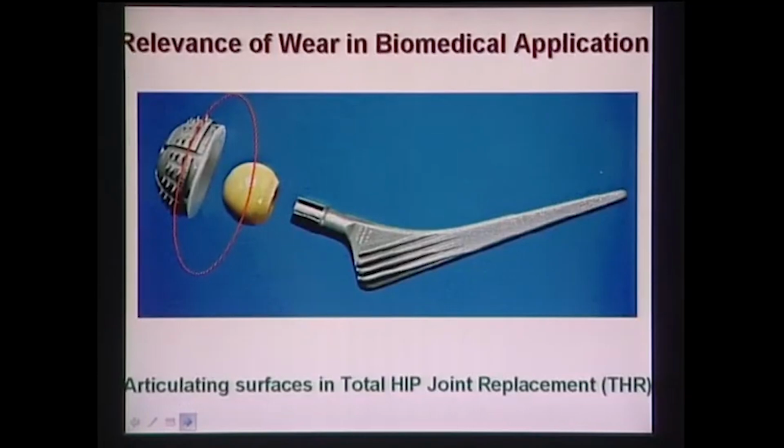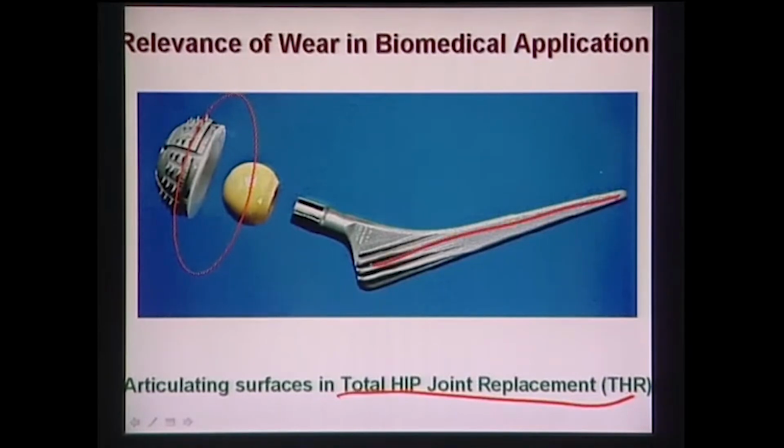Now, since I have discussed so much on the scientific aspects, such as the wear mechanisms, the friction coefficient of different materials, and the factors which influence friction and wear properties, I would like to now give you one important example where wear causes significant damage of biomaterials. This example is taken from total hip joint replacement, THR. This is one of the orthopedic applications.